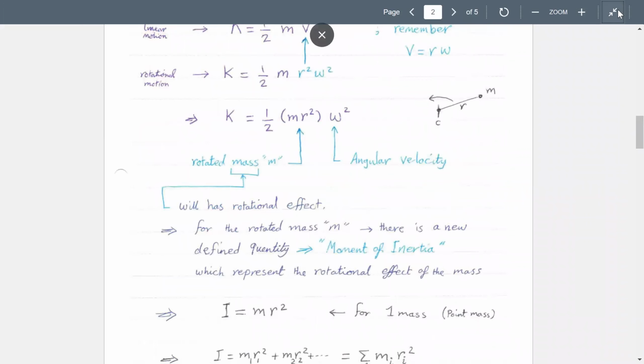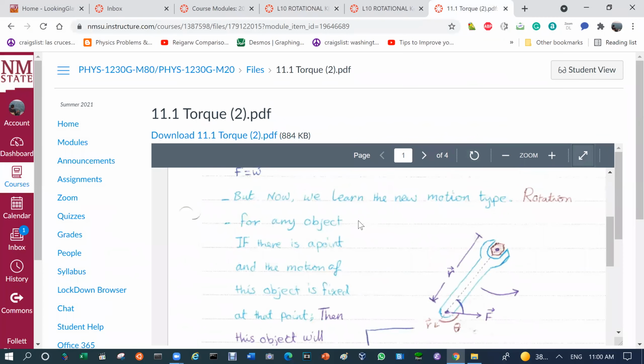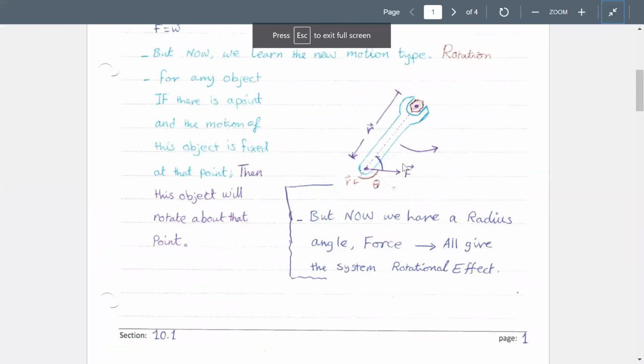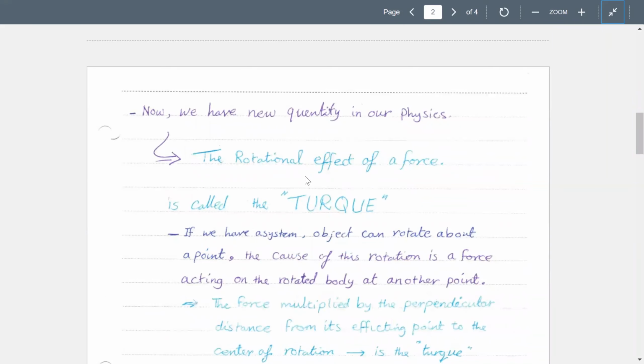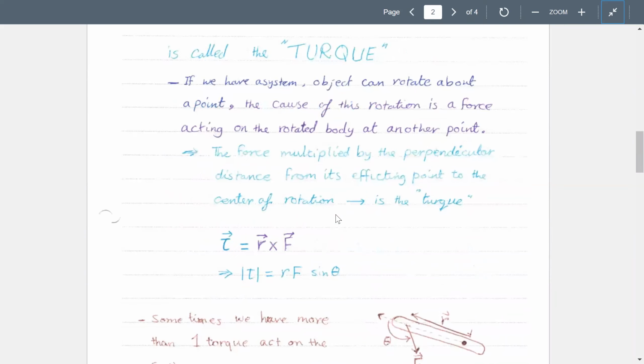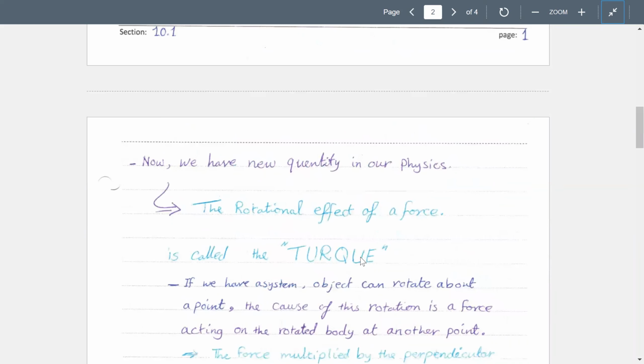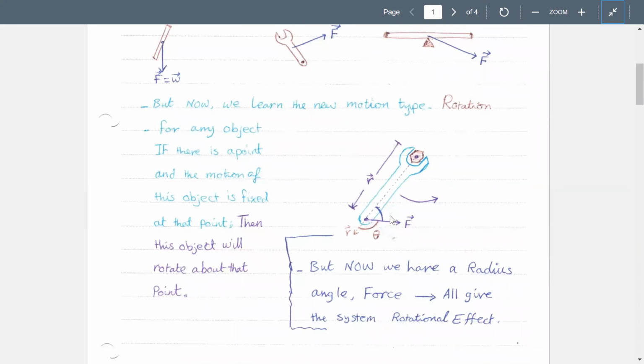In the same way, we have a rotational effect of the force. It depends on the force, which is a vector, and also on the radius, magnitude and direction, which is another vector, and on the relative direction between them, which is the angle between them, okay? So this is the torque, which is the rotational effect of the force. Any question about the torque? It is just the force, the linear force, but in rotational motion.